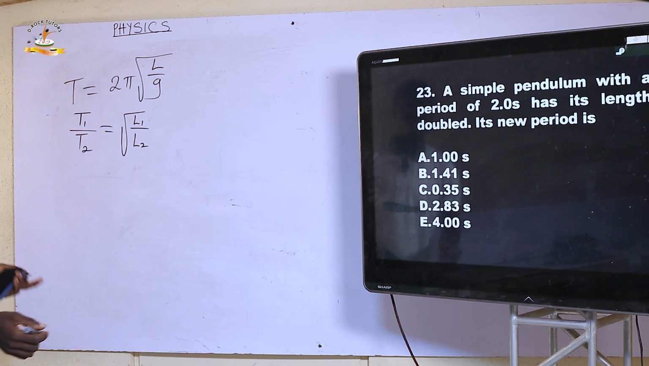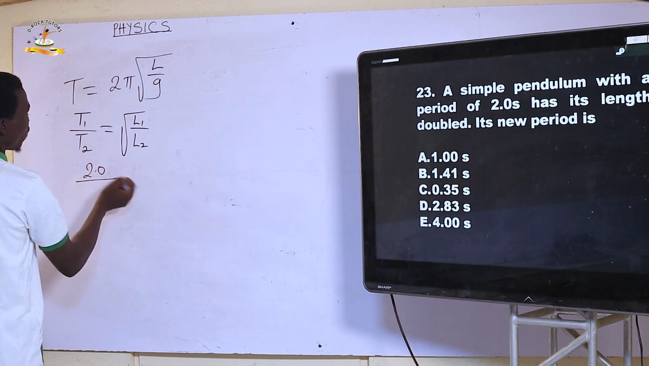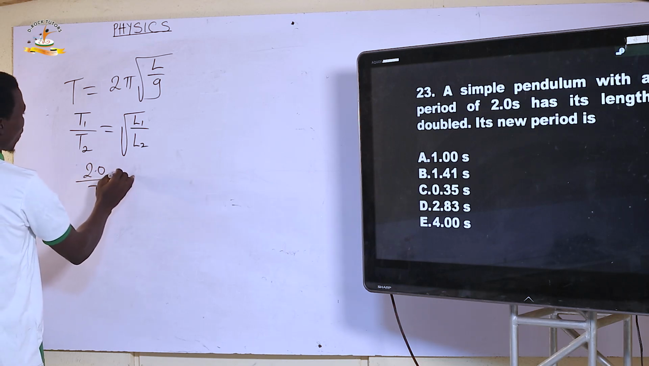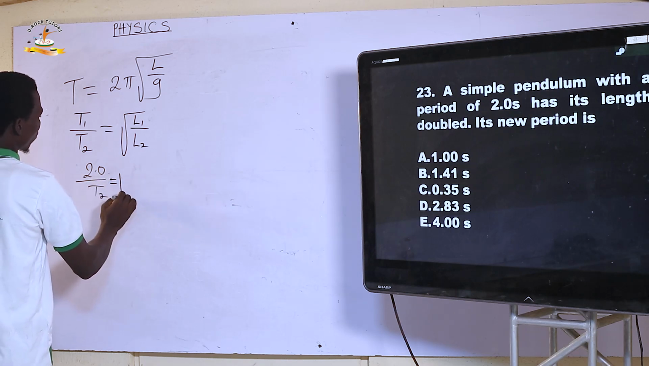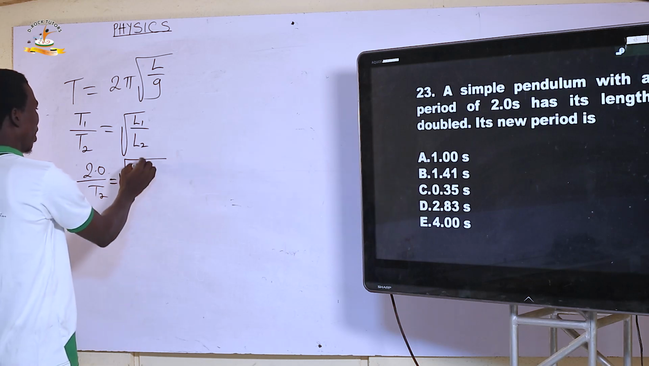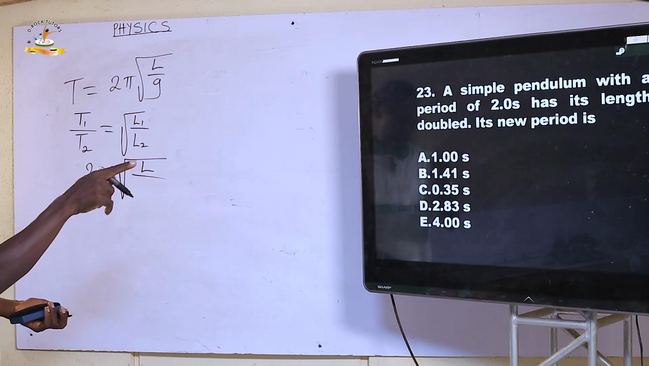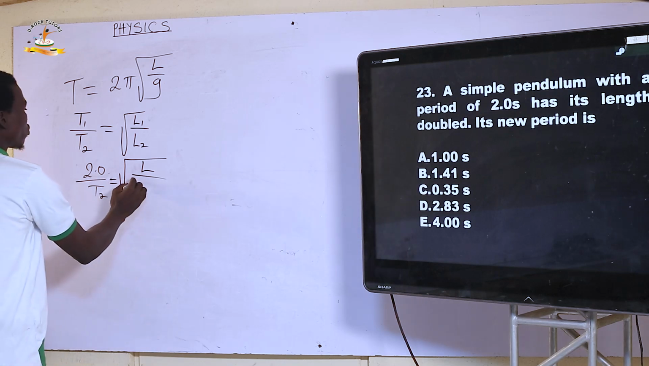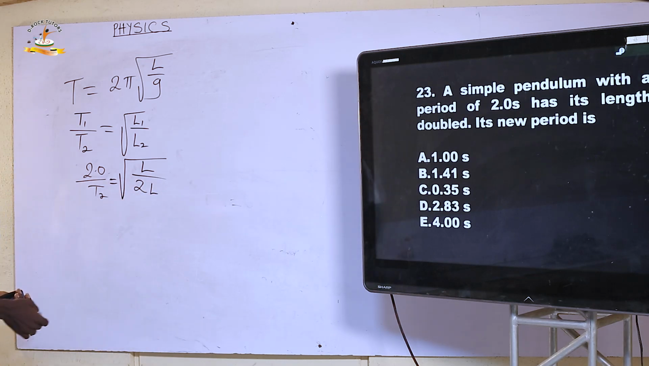So the first period is T1. T1 was given as 2.0, over T2, which is what we are looking for, equals the square root of L1. Our L1 is the initial length, let's call it L. And L2 is now double. Don't forget, the question says it is double. So 2L is the meaning of L2, double of the initial L.